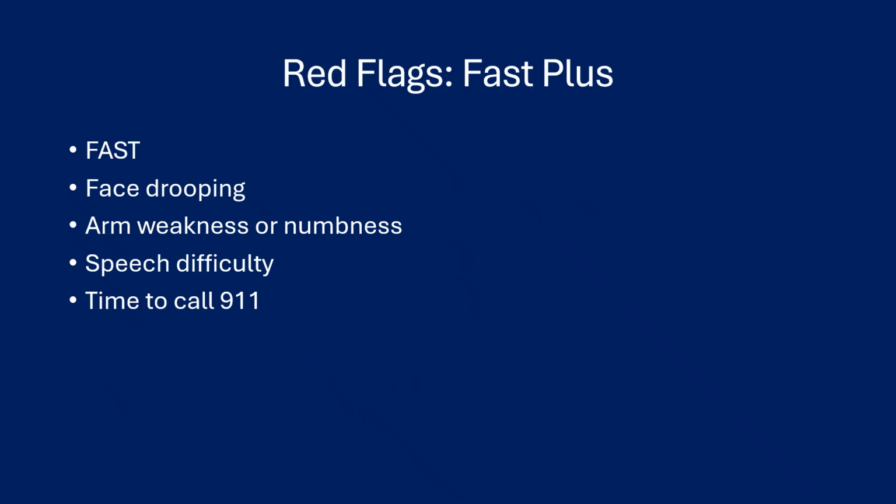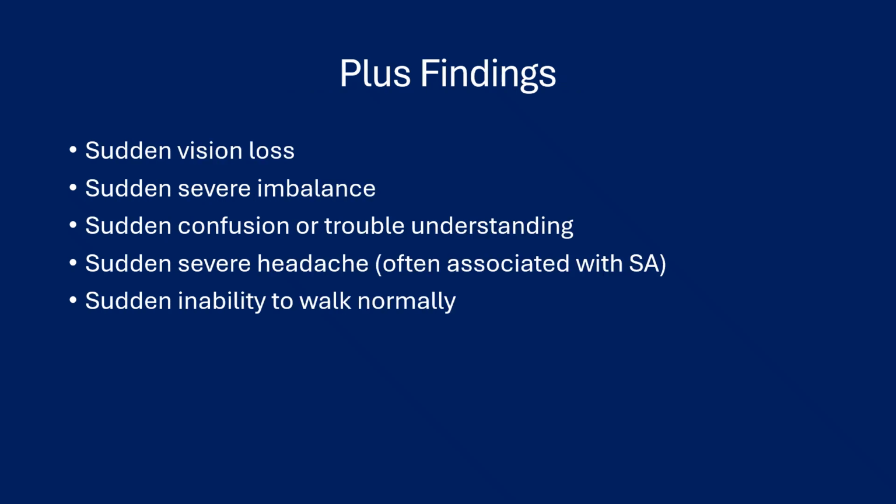Red flags, FAST plus. FAST: face drooping, arm weakness or numbness, speech difficulty, time to call 911. Plus findings: sudden vision loss, sudden severe imbalance, sudden confusion or trouble understanding, sudden severe headache. Often that's associated with subarachnoid hemorrhage. Sudden inability to walk normally.